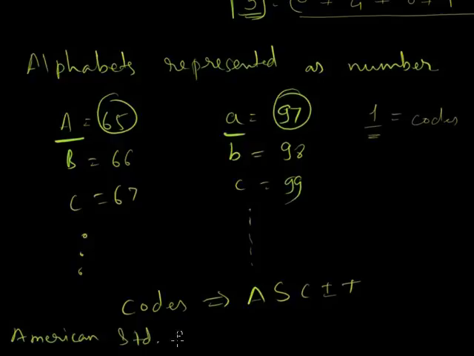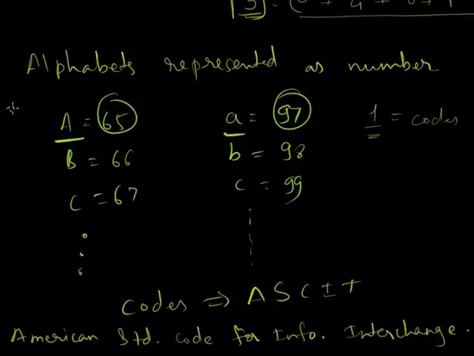American Standard Code for Information Interchange. Right. Numbers done, alphabets done. What about programming languages? How are they represented by the computer?